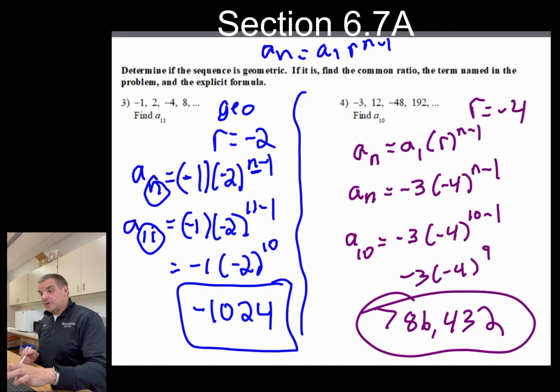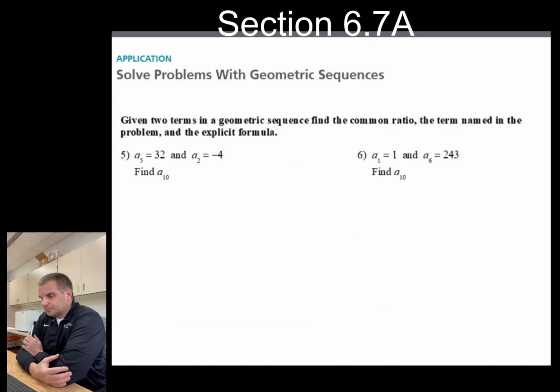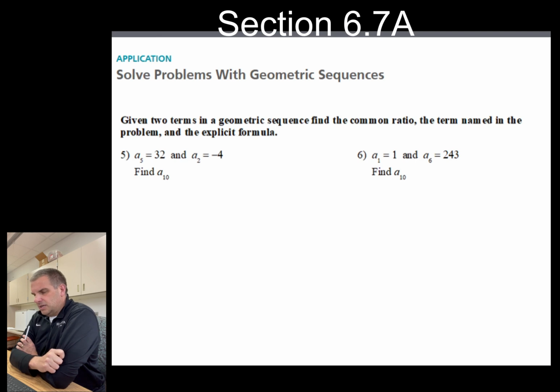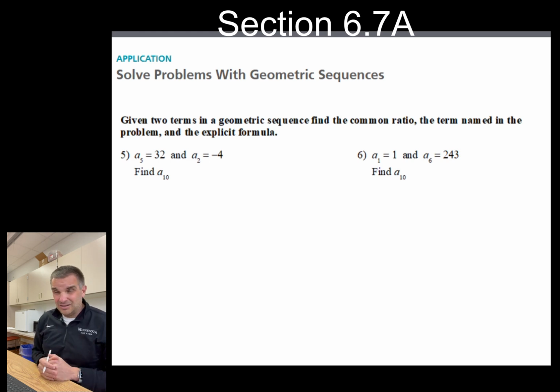Now, the next type of problem, we're going to take that next step. This time we're given two terms in the sequence, and we're going to find the common ratio, the term named in the problem, and we're going to write the explicit formula. So now this time, we don't know what the ratio is, so we've got to find that ratio. Problem is, we don't know what a1 is either. So that leads to a little bit of an issue with our formula.